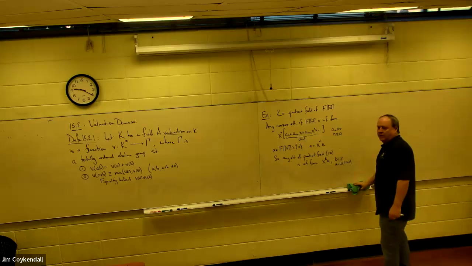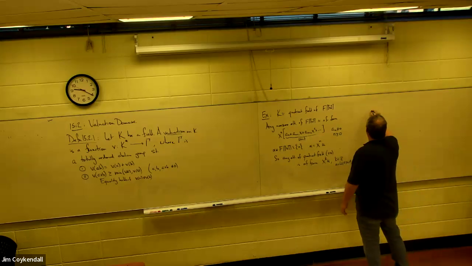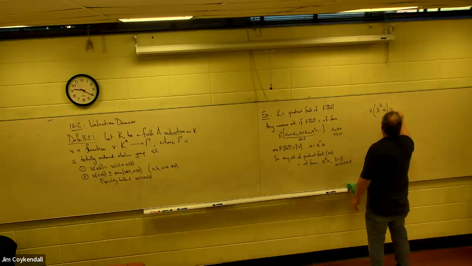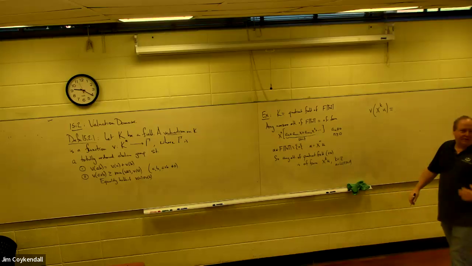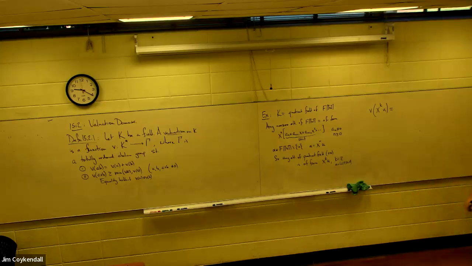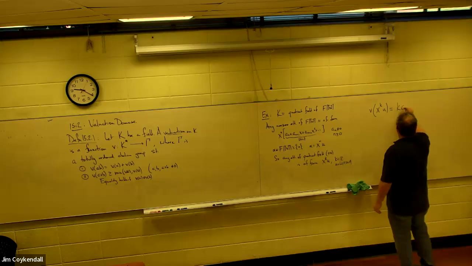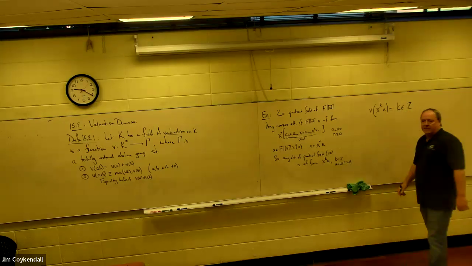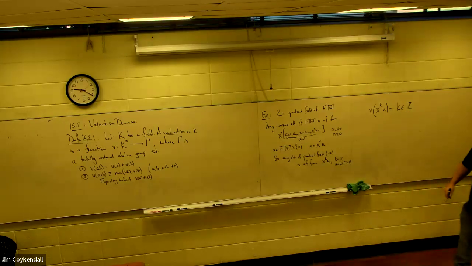Can anybody tell me what the good valuation would be on this? What's a natural way to shove this into a totally ordered abelian group? What totally ordered abelian group might I pick? Z. That's one of the easiest examples of valuation.